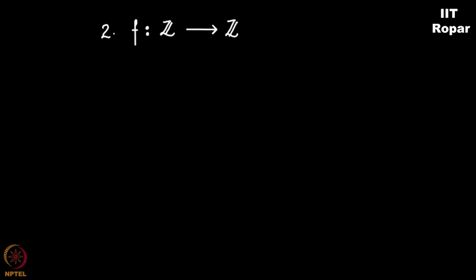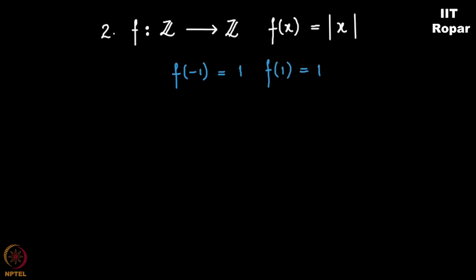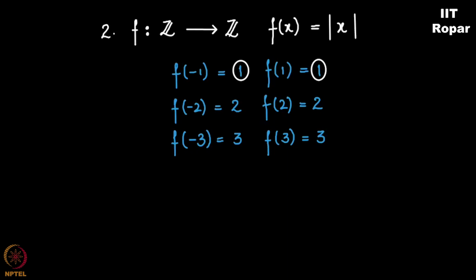Consider this function f from the set of all integers to the set of all integers defined as f of x is equal to mod x, the modulus function. How is it defined? F of minus 1 will be 1, that is mod minus 1 is 1, f of 1 is 1, f of minus 2 is 2 because mod of minus 2 is 2. F of 2 is 2, f of minus 3 is 3 and so on. You see, minus 1 and 1 are both mapped to the same element 1. And the same goes with minus 2 and 2. Both of them are mapped to 2.